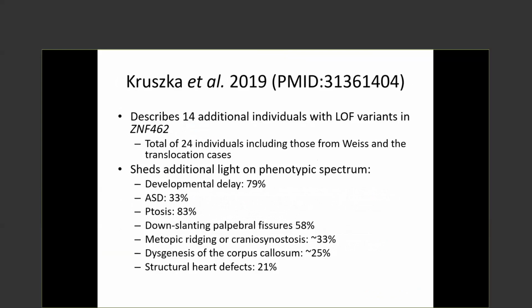Finally, there was one more paper that came out in 2019, which described 14 additional individuals with loss of function variants in this gene. That brings the total up to 24 people, including those from Weiss and the translocation cases. Interestingly, those additional individuals shed light on the phenotypic spectrum, and it looked a little bit different from what it was looking like from the first paper of 6 people. In those first cases, it seemed like the metopic ridging was going to be a significant phenotype in the spectrum because most of those people had it.